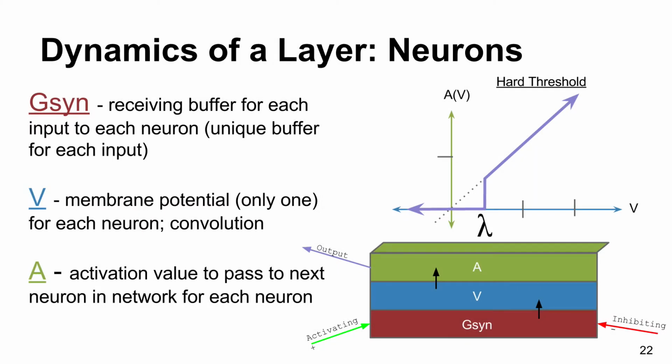And so in terms of the dynamics of the run, we split it up into these three components: the GSyn, V, and A, or activity, and kind of membrane potential voltage. The GSyn is where the different channels are pooling, the buffers for, say, activating and inhibiting connections from previous layers. That is then passed to the membrane potential, where you can have some math occurring from the GSyn, and then subsequently you can pass that to activity, which is the value that is passed out to all the subsequent layers.